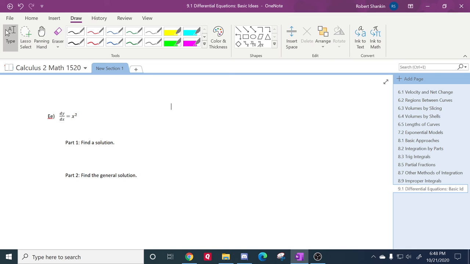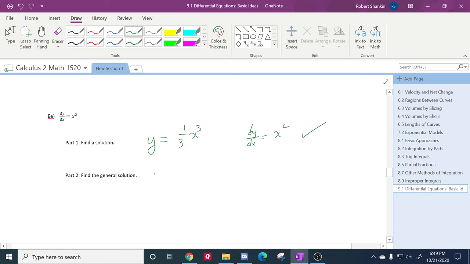And group 6, do you have a solution? We're going to have to pass. Okay. And let me go to group 5. Do you have a solution? We have 1/3 x to the third. Well, let's check that out. If I take its derivative, I get x squared. So that checks. So that's my solution. And what's your general solution?